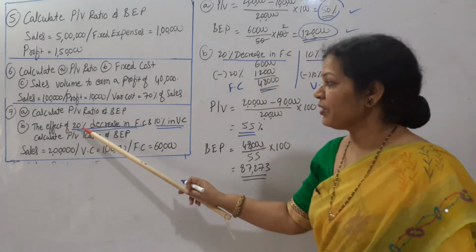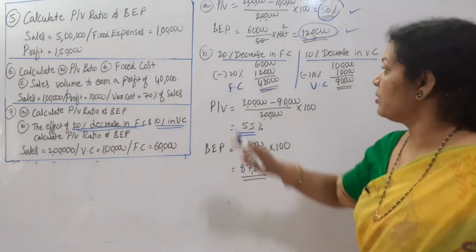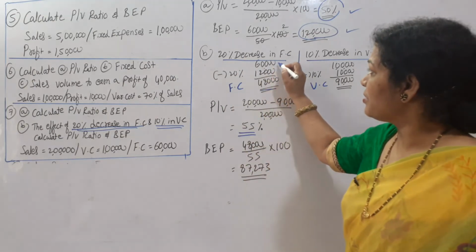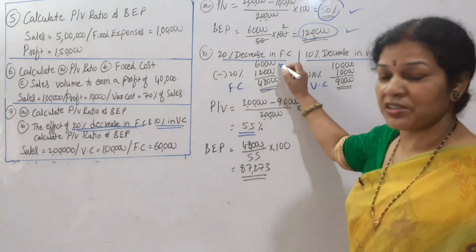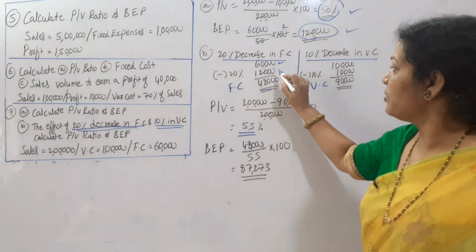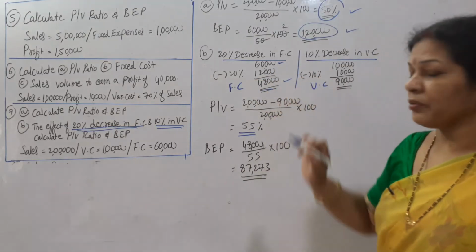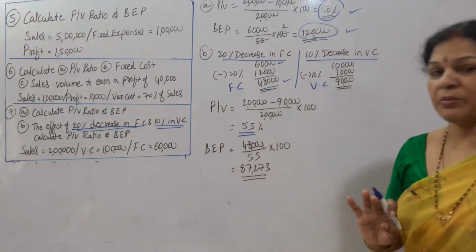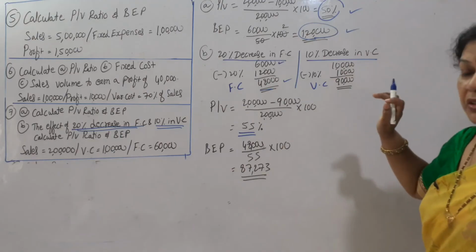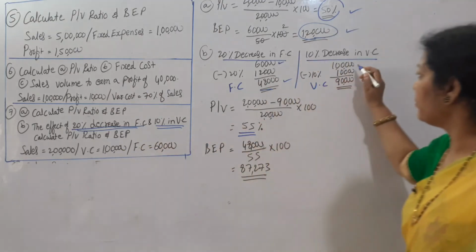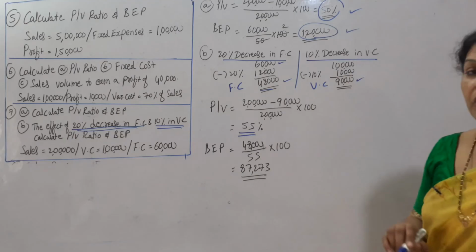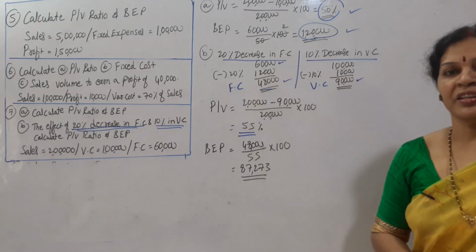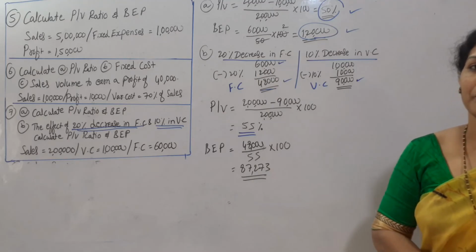Second bit, the effect of a 20% decrease in fixed cost. Let us decrease it. Fixed cost is 60,000. If you deduct 20%, 12,000, you get 48,000 as fixed cost. In the same way, a 10% decrease in variable cost. Variable cost is here 1 lakh. 1 lakh minus 10% comes to 90,000. As per this effect, we have to calculate the PV ratio and BEP.